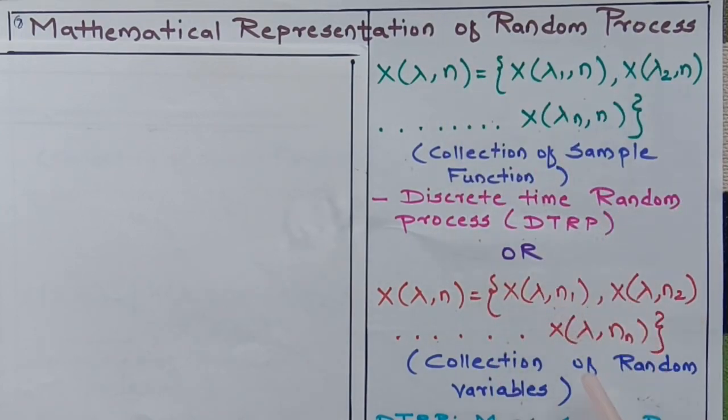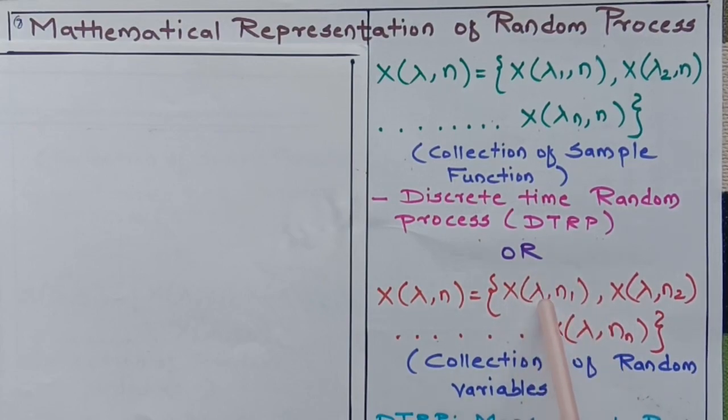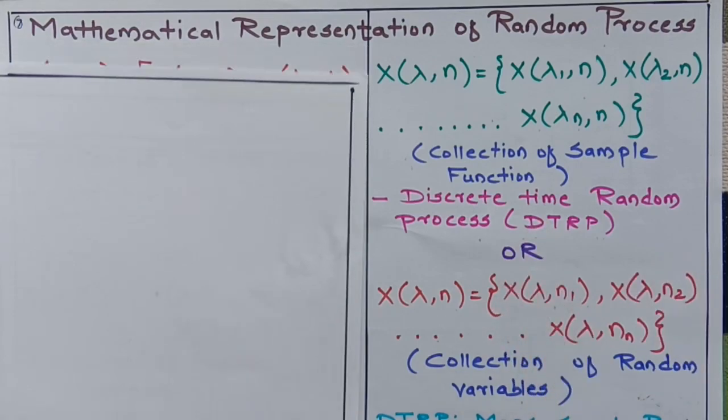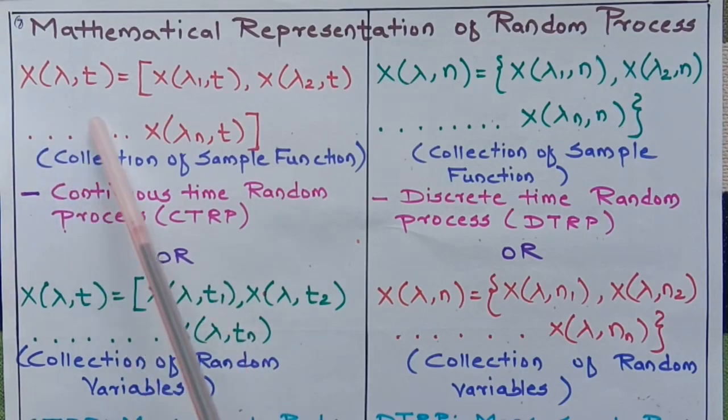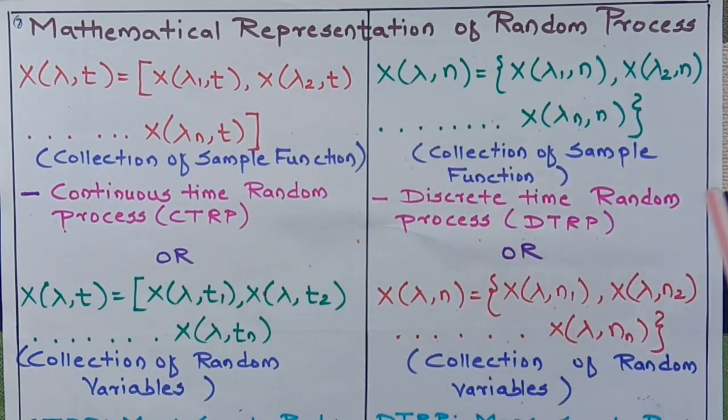In terms of random variable, we can define x of lambda comma n is equal to x of lambda comma n1. That means at a particular instant we are going to measure it. So it is at n2, n3, n4 or nth value. So each is going to represent what? Random variable. So random variable 1, 2, 3 up to nth random variable. The collection of these random variables is nothing but your random process. So this is in continuous time and this is in discrete time.